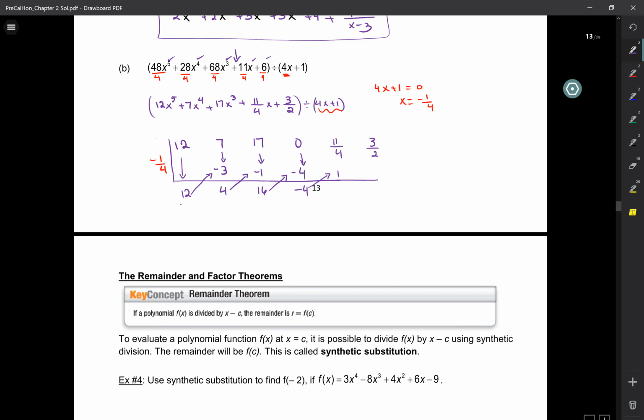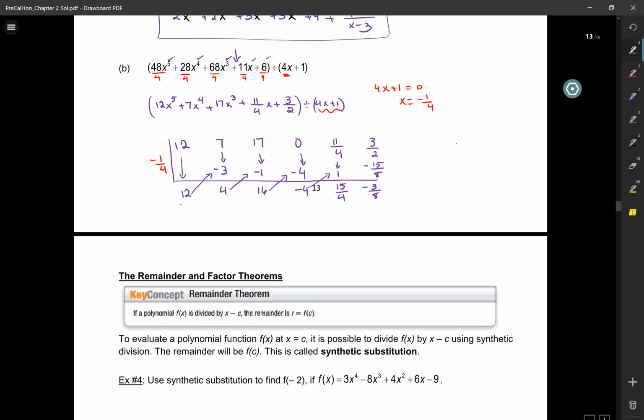Now we're going to add 11 over 4 plus 1 over 4, which is 15 over 4. All right, we multiply 15 over 4 times negative 1 over 4, and we get negative 15 over 8. And let's just go over here and add that. So negative 15 over 8 plus 3 over 2, if we multiply by 4, is 12 over 8. So that's negative 3 over 8. Now that's the remainder.